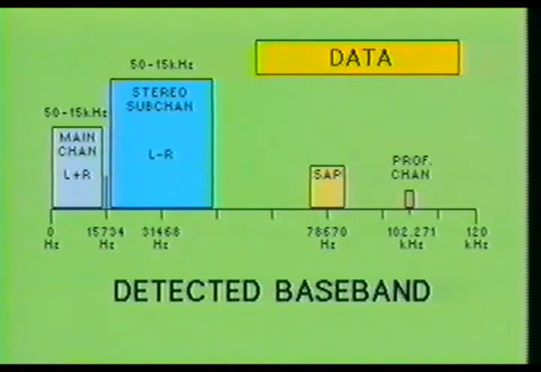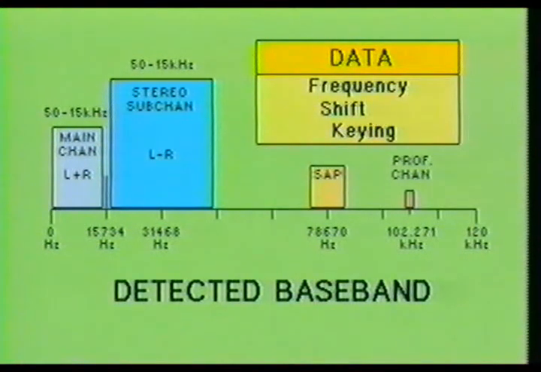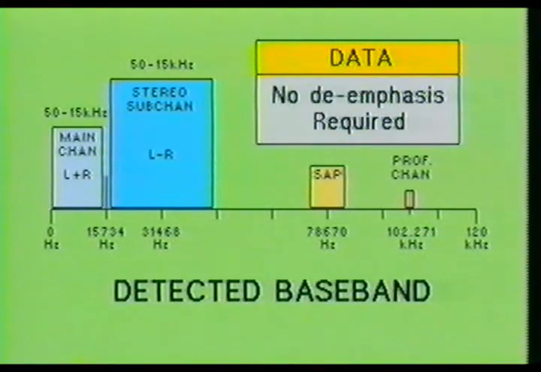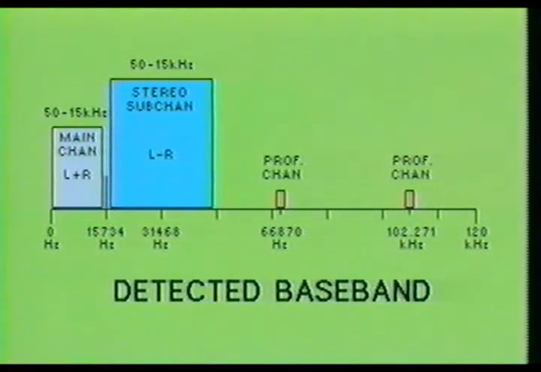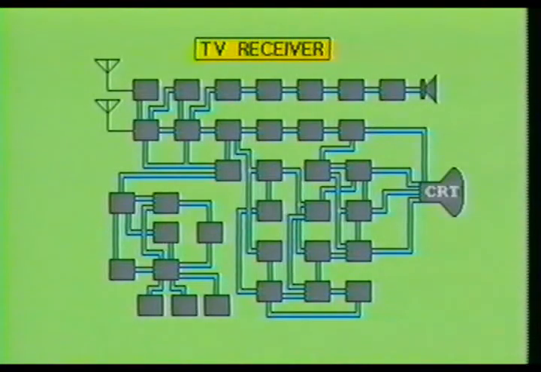When data is transmitted via the professional channel, frequency shift keying will be used with an audio frequency range of 0 to 1.5 kHz. No de-emphasis is needed when data is transmitted over the professional channel. When more than one professional channel is used on the main audio baseband, only the subcarrier frequencies change. The last stage in the sound strip of the color television receiver is the audio amplifier stage, or stages if the television is equipped for stereo reception.